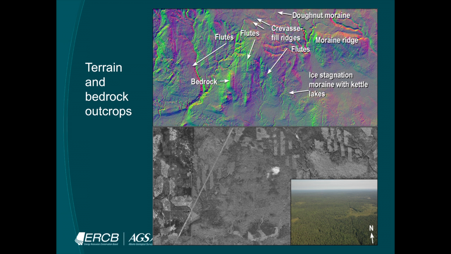Just another example. This is again a PCA image, also up in Slave Lake. You can see examples of bedrock fluting and a range of other landforms which were totally invisible on air photos or SPOT imagery, or even in the field as we were doing mapping at the time.